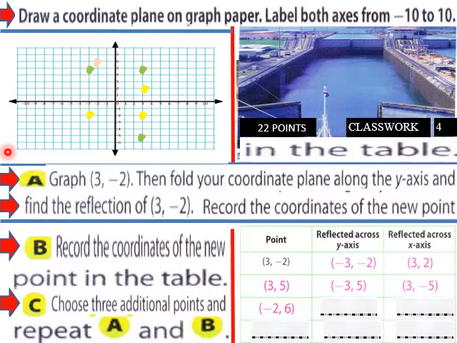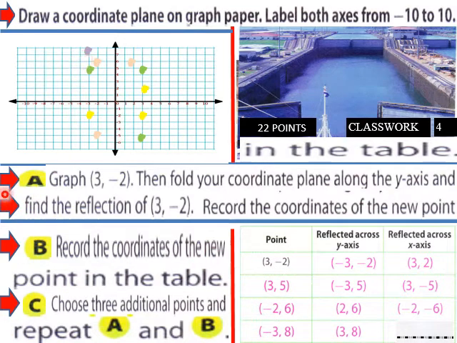And then (-2, 6). (-2, 6) would be up here. Then across the y-axis would be (2, 6), so it would be up here. And then across the x-axis would be (-2, -6), down here. And then (-3, 8). Reflected across the y-axis would be (3, 8), so it would be over here. And then across the x-axis would be (-3, -8). So it'll be down here.